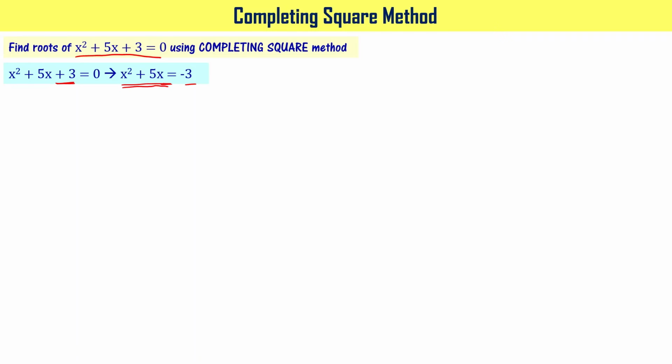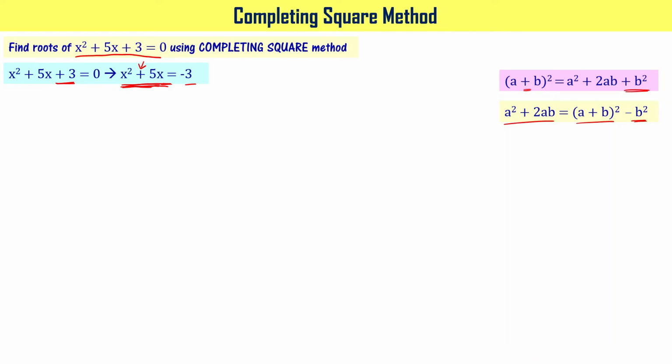For that, let me make use of the a plus b whole square formula. Sometimes you may have to make use of the a minus b whole square formula also. But in this particular case, since x square plus 5x is there, since the plus symbol is there, I'm taking the a plus b whole square formula. A plus b whole square equal to a square plus 2ab plus b square, right? Now let me transpose this plus b square to the other side so that I can write the equation as a square plus 2ab equal to a plus b whole square minus b square, right?